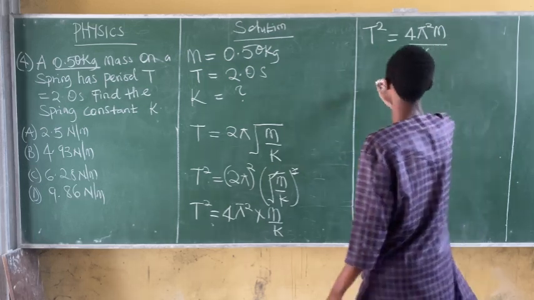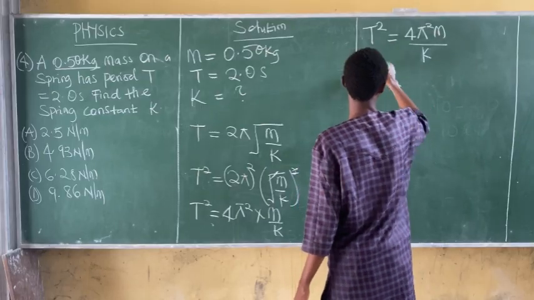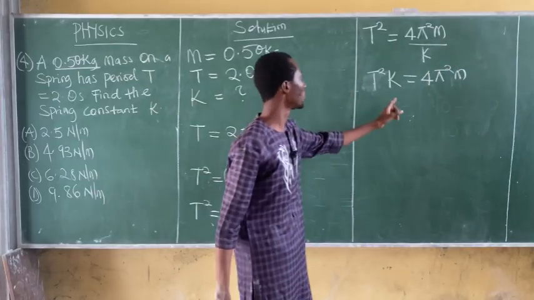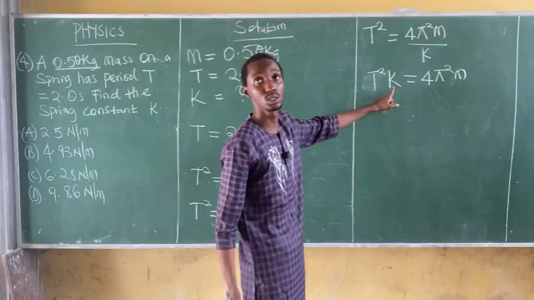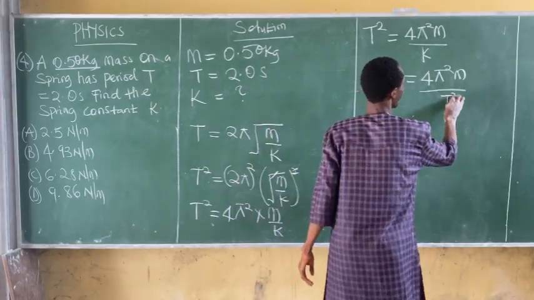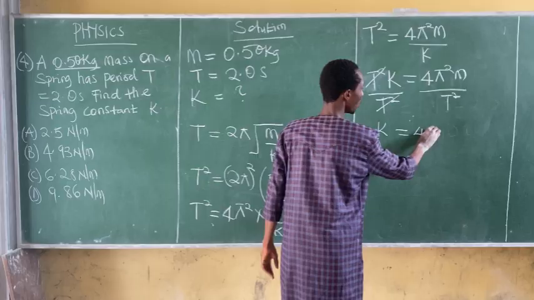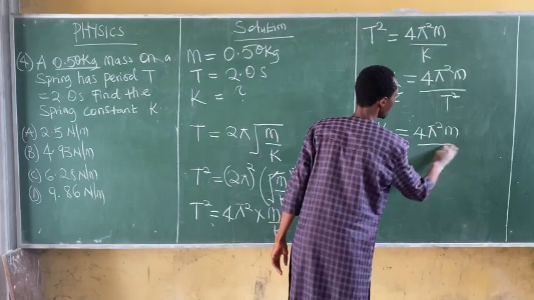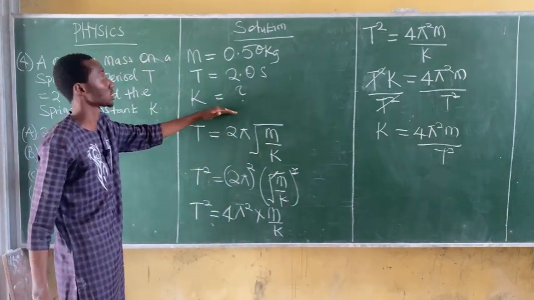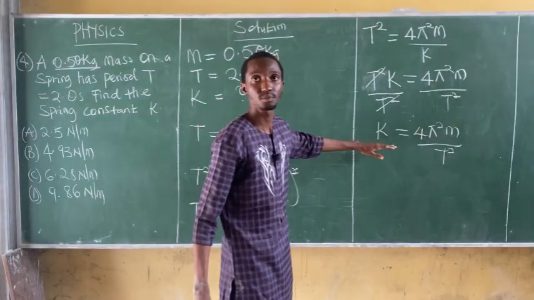If we cross multiply, we have T squared k is equal to 4 pi squared m. If we divide both sides by the coefficient of k, which is T squared, this will take away this, and we're left with k. Therefore, k is equal to 4 pi squared m over T squared. Now we have made k the subject of the formula, which is the spring constant. Let's input these values into this formula to get the value for the spring constant.